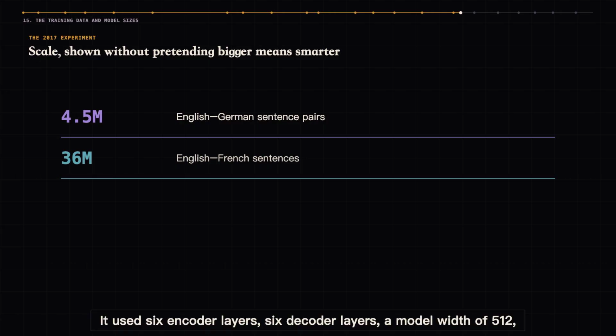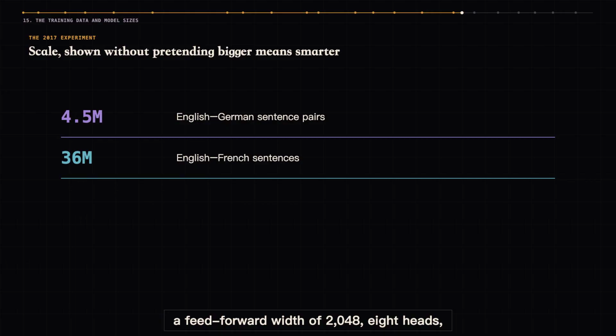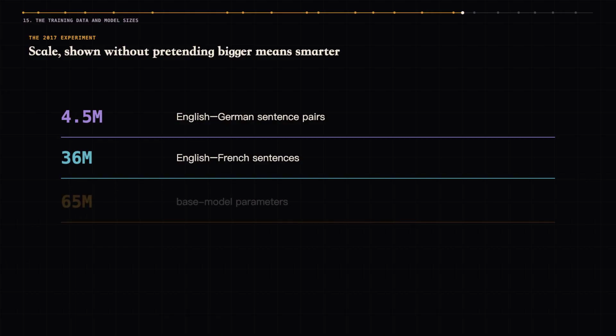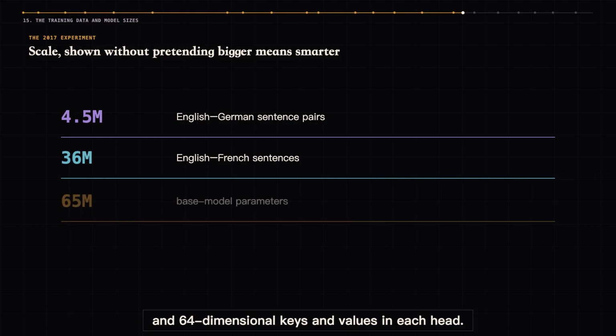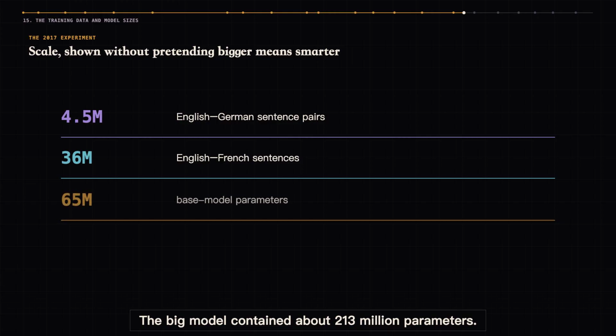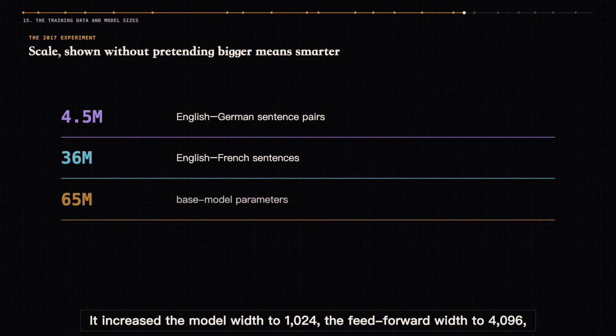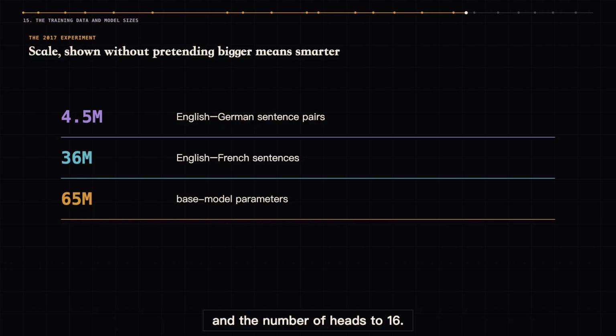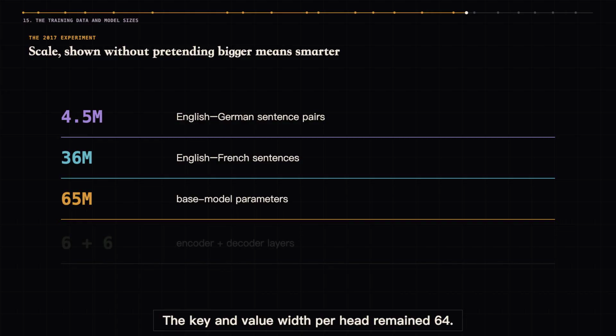It used 6 encoder layers, 6 decoder layers, a model width of 512, a feed-forward width of 2,048, 8 heads, and 64-dimensional keys and values in each head. The big model contained about 213 million parameters. It increased the model width to 1,024, the feed-forward width to 4,096, and the number of heads to 16. The key and value width per head remained 64.